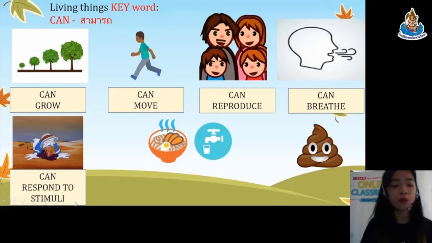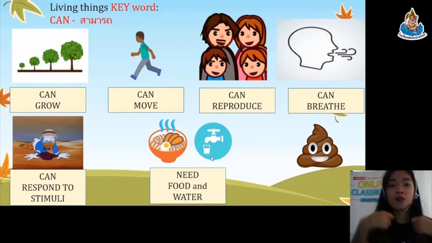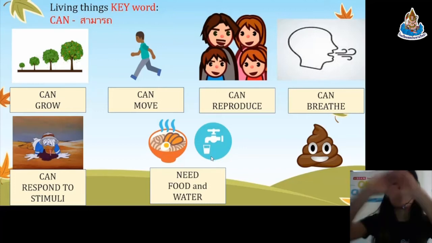Okay, here we have food and water. So, what can living things do? They need food and water. Living things need food and water.